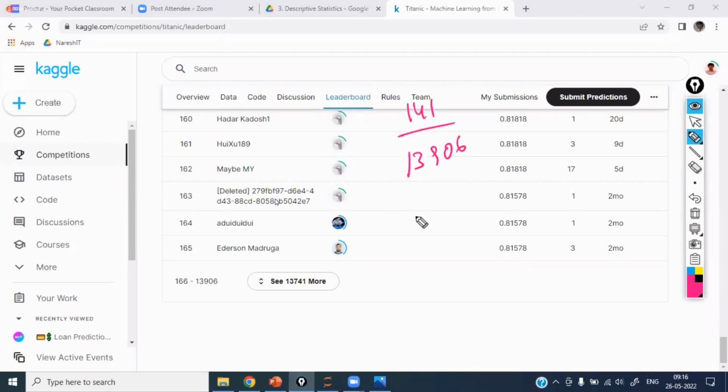So what does this mean? With respect to 1 percentile, it means rank 139. If your rank is less than 139, you are in the top 1 percentile. If your rank is below 278, you are in the top 2 percentile, which is just 2 multiplied by 139. My rank is less than 278, right? So I am in the top 2 percentile.